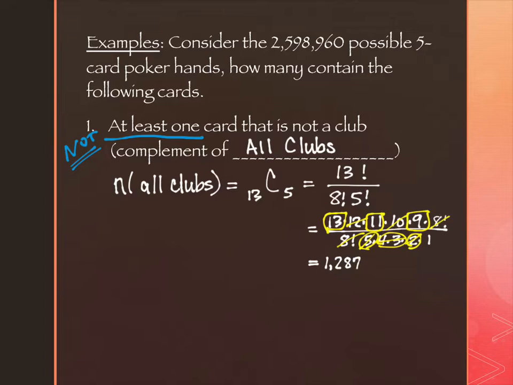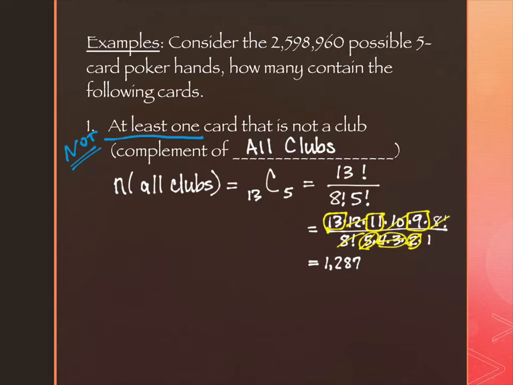1,287. That's how many hands are all clubs. Okay, everything in the hand is clubs. So if there's 2,598,960 hands total and 1,287 of them are what we don't want to have, how do we figure out how we satisfy the conditions we do want? We subtract. And that's all the complements principle of counting says.